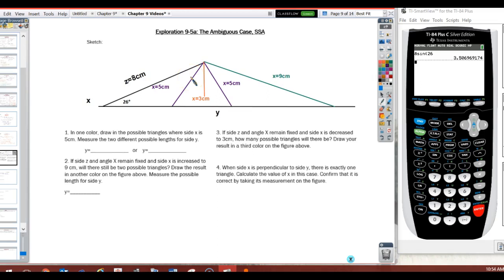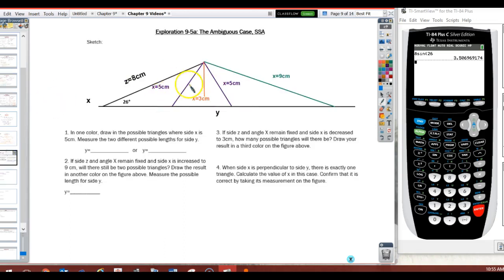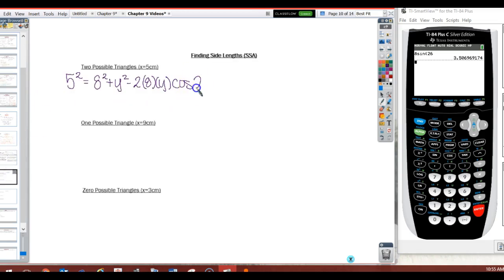And so since I don't know that angle, I'm going to have to set up my law of cosines a little bit differently, because right now I have two unknowns. What we're going to have to do is set it up with the 5 squared by itself, because that's the angle that I know is the one across from the side squared. So I'm going to have this as 8 squared plus y squared minus 2 times 8 times y times the cosine of the angle across from the 5, which is the only known angle, which is 26 degrees. And so we're still using the law of cosines, but we're setting it up a lot differently than how we have done in the past.